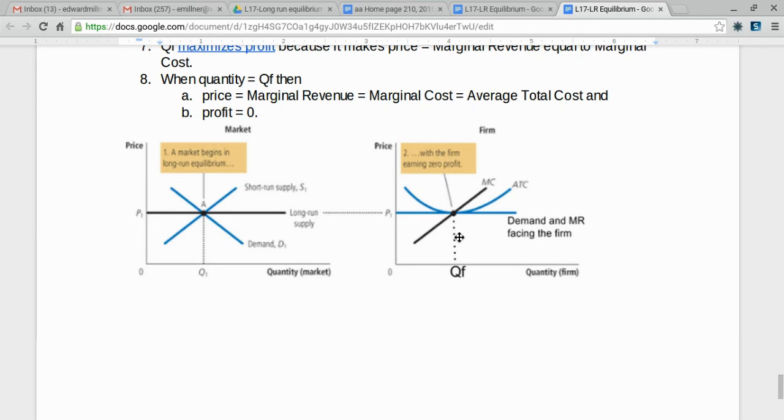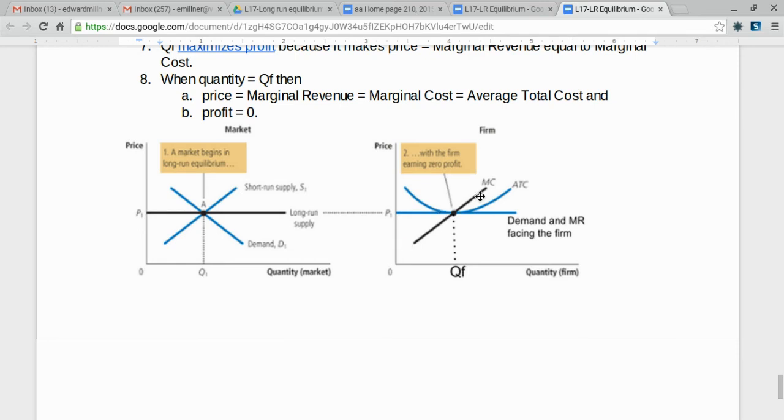I've drawn it so that the price P1 is just equal to the minimum average total cost. So that means that the demand curve comes along and just touches average total cost at the bottom of the average total cost curve. The demand curve is tangent to average total cost at that minimum point. That point of tangency occurs at QF. A lot of things are running through the point P1, QF.